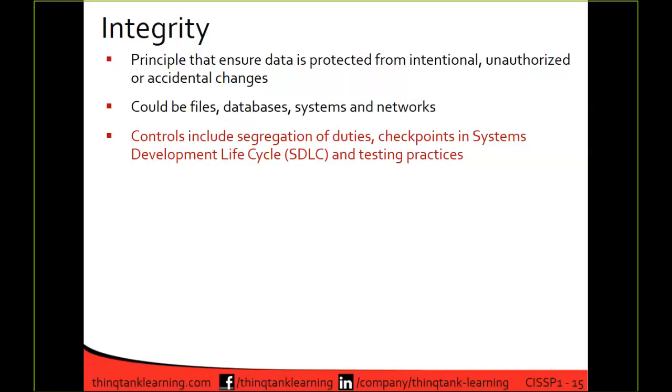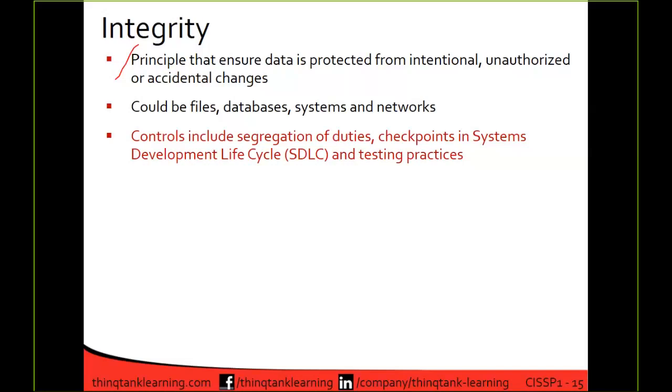Integrity is not confidentiality, though. The goal of integrity is to ensure that what was sent is what was received, not necessarily that it's hidden. So it says here in the bullet point principle that the goal is to ensure that data is protected from intentional, unauthorized, or accidental changes. So it's not confidentiality. We're not trying to hide the information. We're trying to make sure that the information arrives at its destination unchanged.